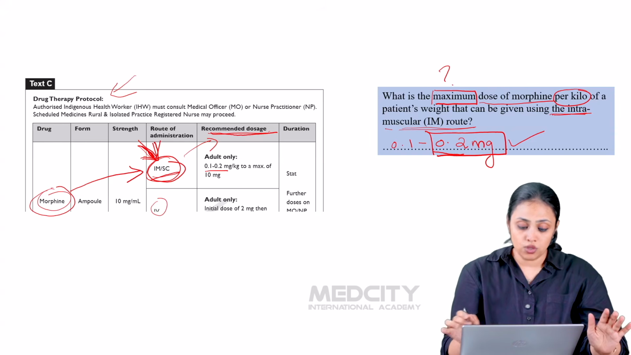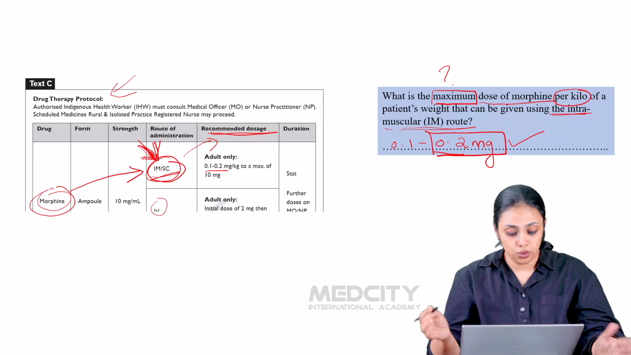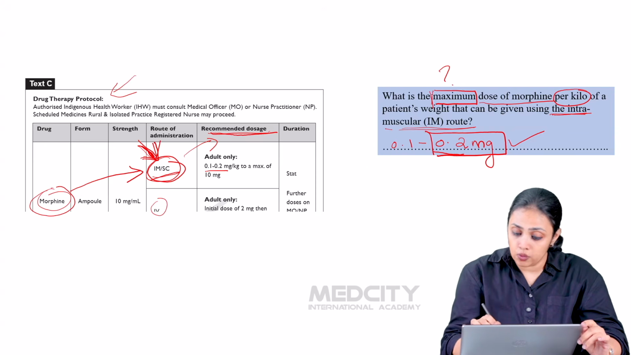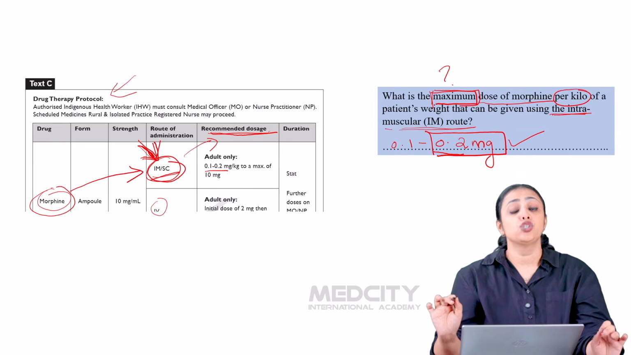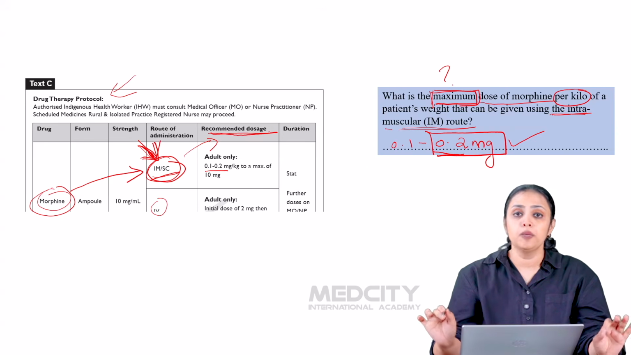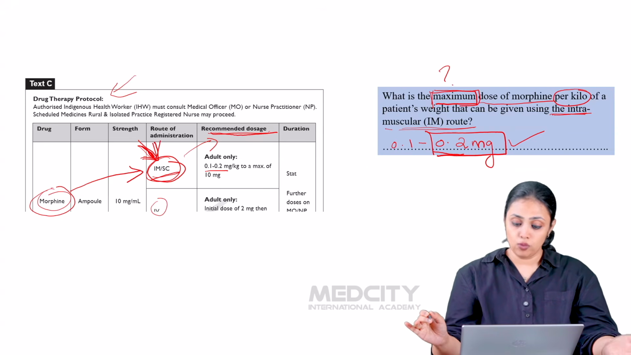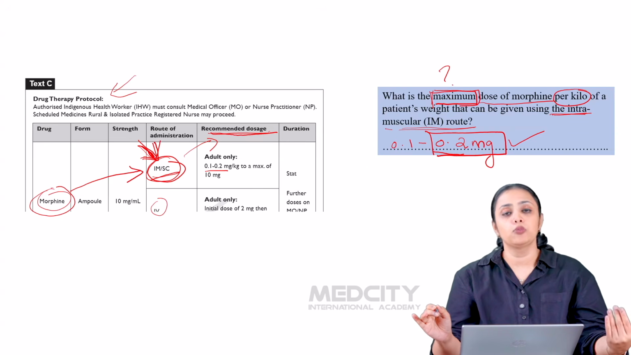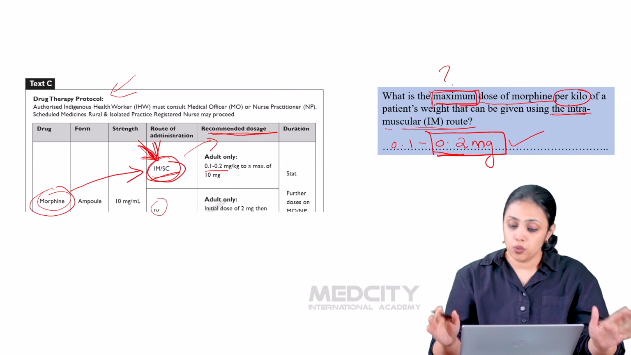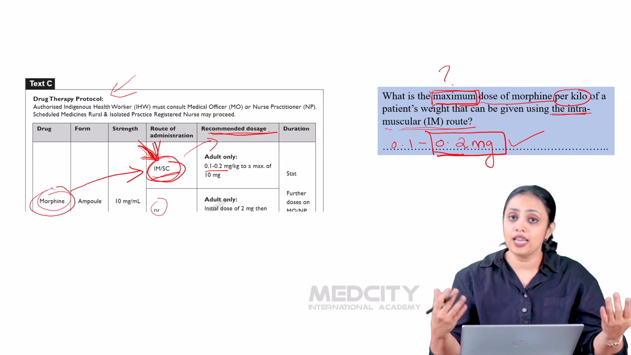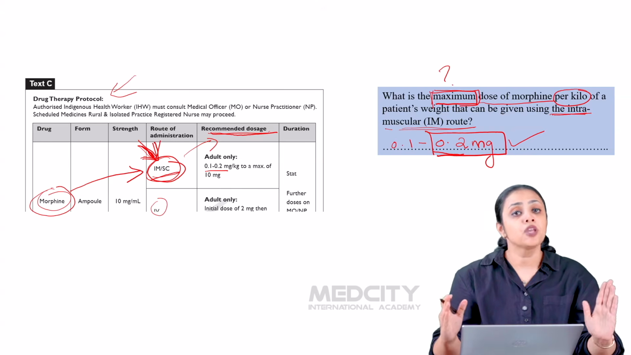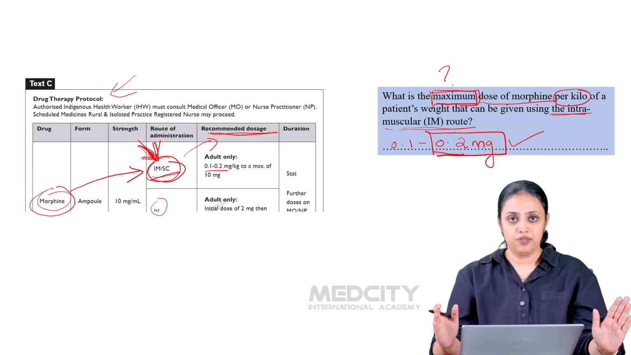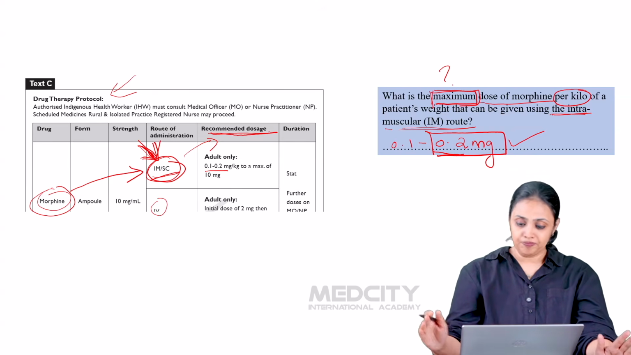Now if it was just dosage, of course you can write 0.1 to 0.2 mg, but here since they have included the word maximum dose, the answer can only be 0.2 mg. And if the question was the minimum dosage, then it would be 0.1 mg. And if the question was what is the dosage or advised dosage, it will be 0.1 to 0.2 mg. Okay, I hope that is clear.